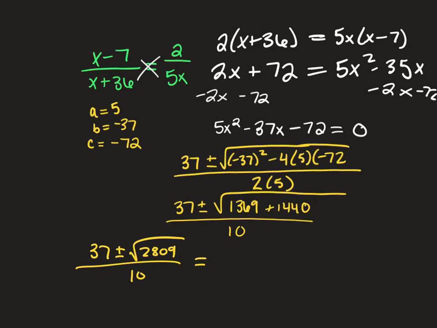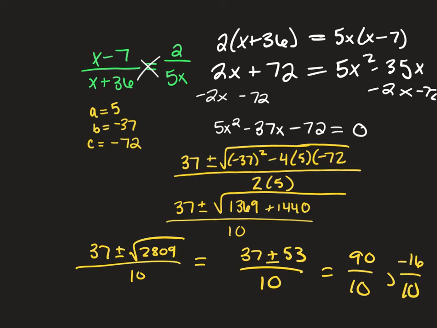Can you take the square root of that? Look at that, you can. That's 53. So you get 37 plus or minus 53 over 10. So 37 plus 53 gives you 90 over 10, and then 37 minus 53 gives you negative 16 over 10. And then you reduce those, so you get x equals 9, and negative 8 over 5 would be your two answers for this one.